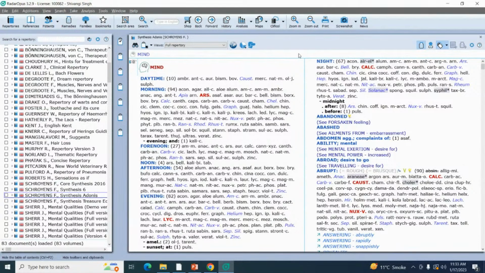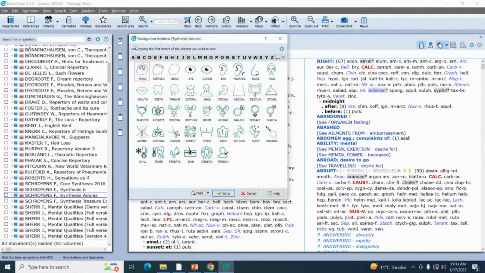Okay, now my repository has opened on my main display screen. For doing the repertorization from this repository, I will be needing a few icons. The first icon is this binocular, Find Rubric. If you click on this binocular, you'll get this navigation window. It contains all the chapters that belong to this particular repository.